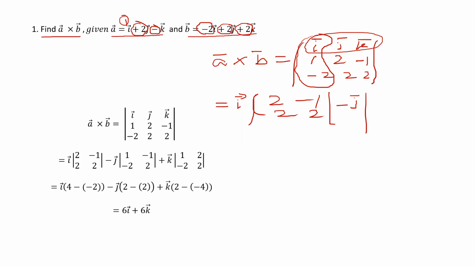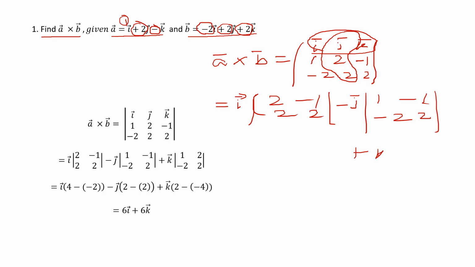Now what you have to do? Now you have to remove the row and column in which j vector is present. So remove this row and remove this column. So the remaining elements are 1, minus 1, minus 2 and 2. Then finally plus k vector.